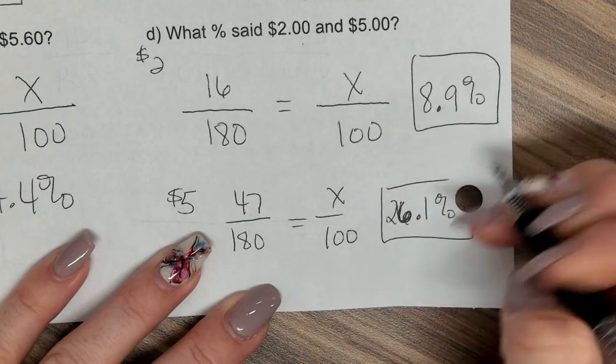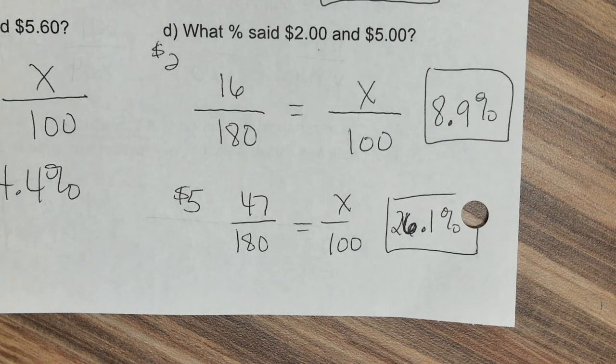Check your answers with mine. You should have two answers. For $2, the answer was 8.9% if you rounded to the tenths place. For $5, the answer was 26.1% if you rounded to the tenths place. What do y'all think? Easy. It's not hard if you follow the formulas.